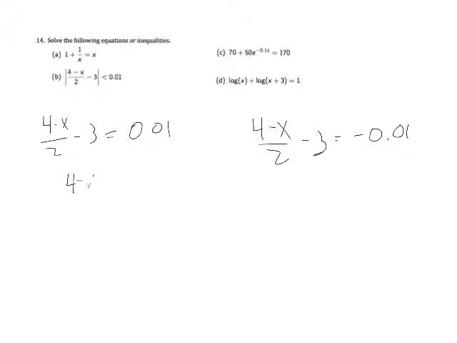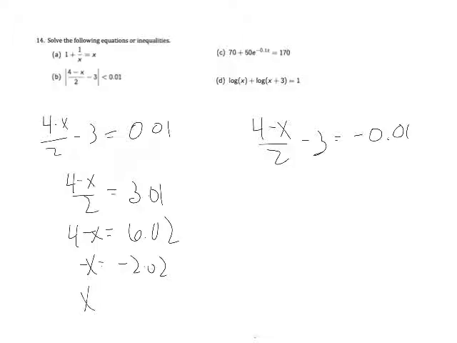I'm going to do 4 minus x over 2 equals, I add 3 to both sides, so I get 3.01, multiply both sides by 2, so 4 minus x equals 6.02, and then negative x equals, when I subtract 4 from both sides, negative 2.02, so x equals 2.02.